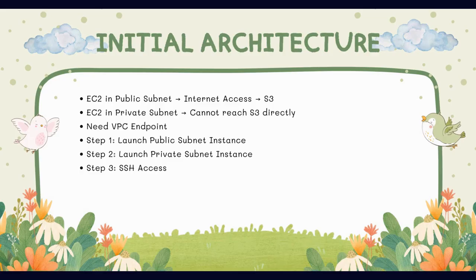In the initial setup, an EC2 instance in a public subnet can connect to the internet and access S3. But an EC2 instance in a private subnet cannot reach S3 directly because it has no internet route. This is why we need a VPC-endpoint. The steps are: launch a public subnet instance and launch a private subnet instance. Use SSH access for management.